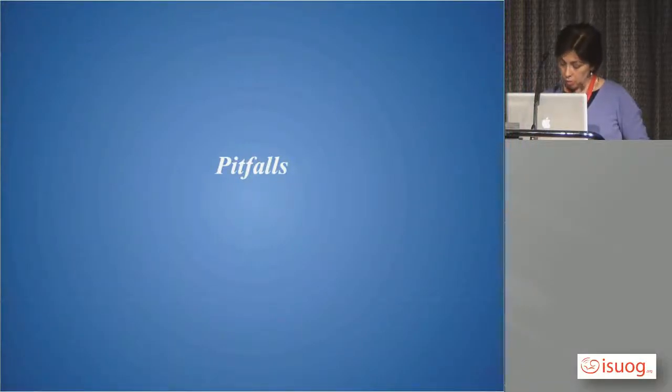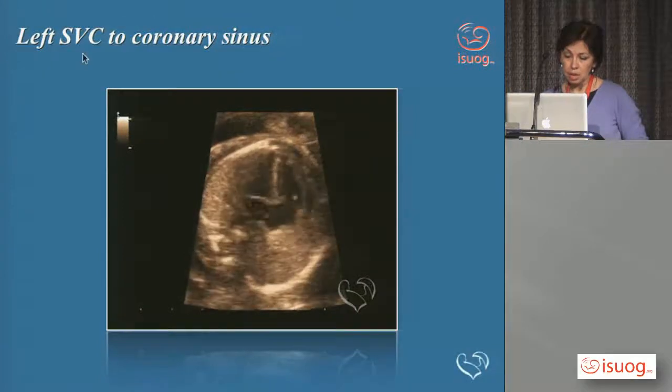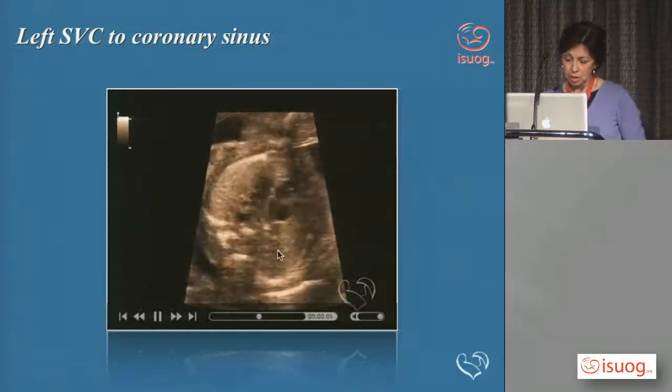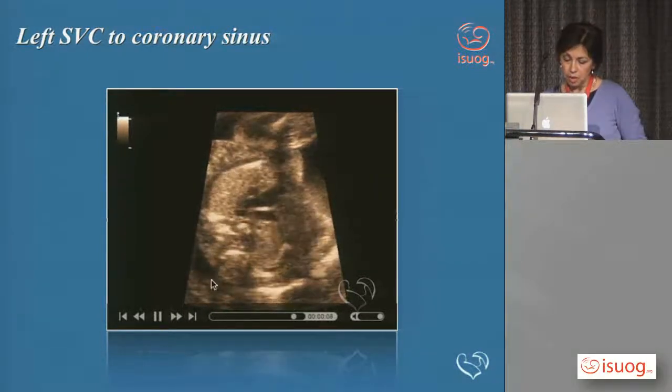Now, pitfalls, I'm not going to give you too many because I think there aren't too many, apart from trying to get your image very clear. The main one is a left superior vena cava draining to the coronary sinus, like in this case here. This was actually a single left superior vena cava.